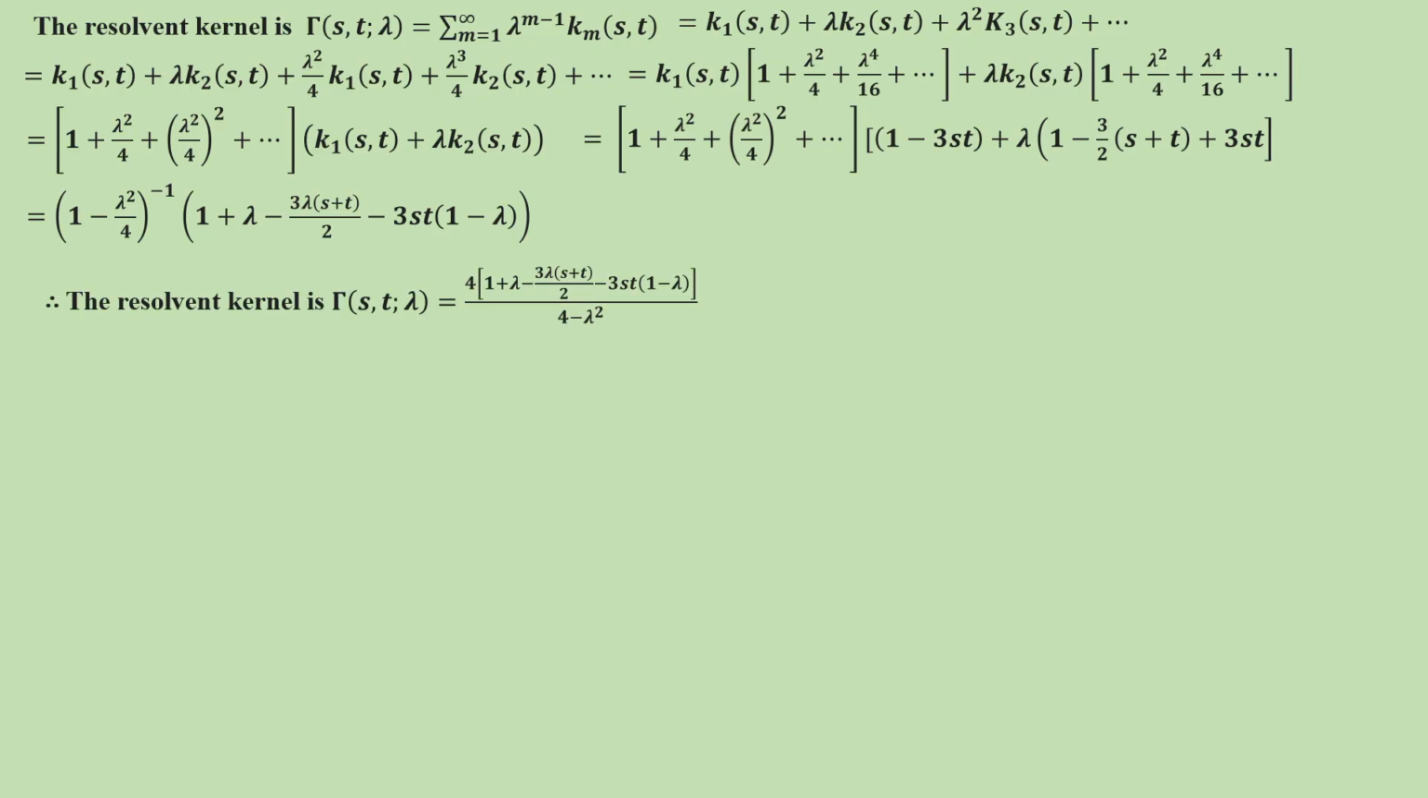So the resolvent kernel gamma is given by 4 into, taking LCM and grouping that, 4 into (1 plus lambda minus 3 lambda into (s plus t) by 2 minus 3st into (1 minus lambda)) in the numerator. For the denominator, because of (1 minus lambda square by 4) whole power minus 1, taking LCM, that 4 will come to the numerator, right? Then remaining in the denominator is 4 minus lambda square.